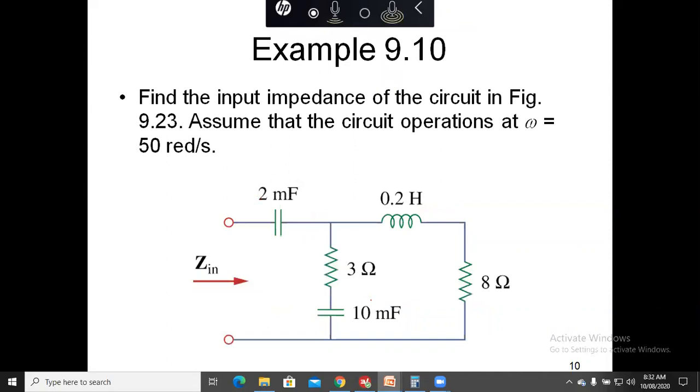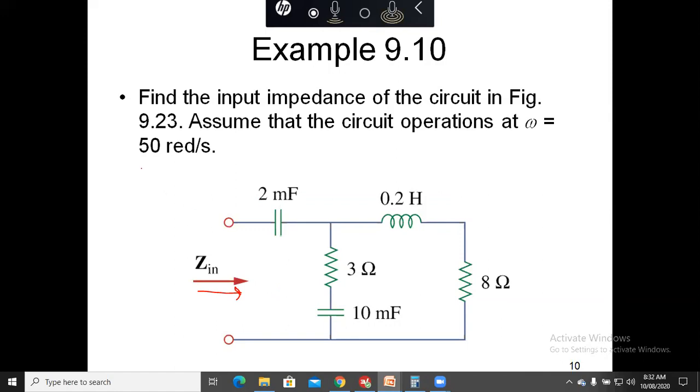So for this network, there is another problem. First you try to calculate the equivalent impedance, or we can say the input impedance. If we look into the network from these points, what will be the equivalent impedance of the network, and represent it in the phasor form.